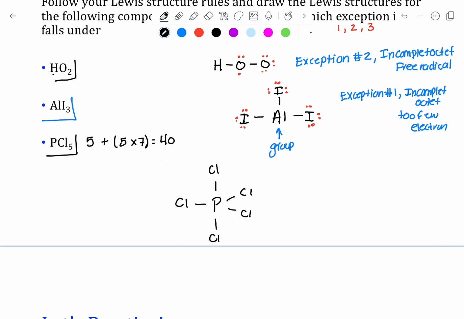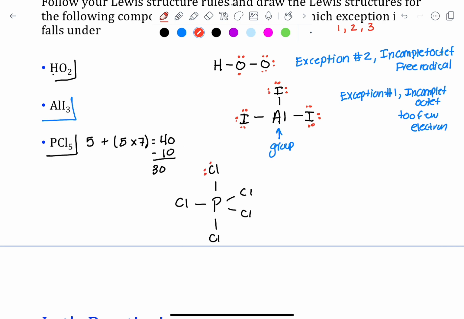Okay, I'm going to try to make it as compact as possible. So I had to make 5 bonds to accommodate all of those chlorines. So that was 10 electrons total. I have 30 electrons left over. I'm going to use those to complete my octets of all of my chlorines.